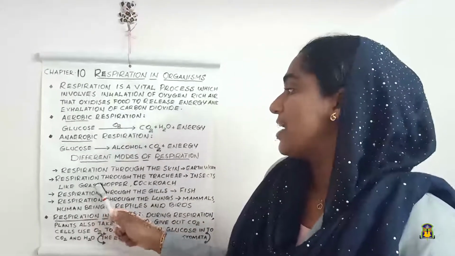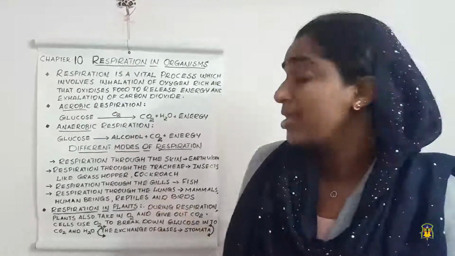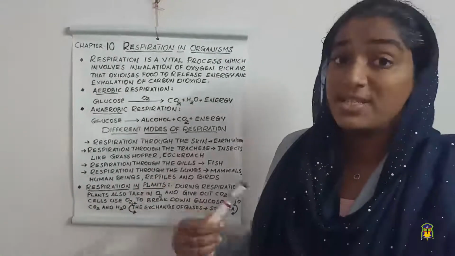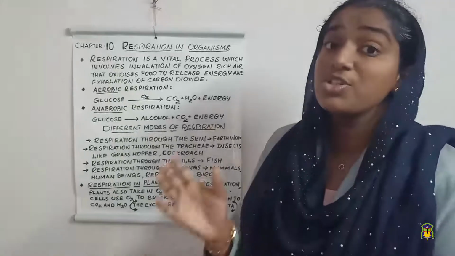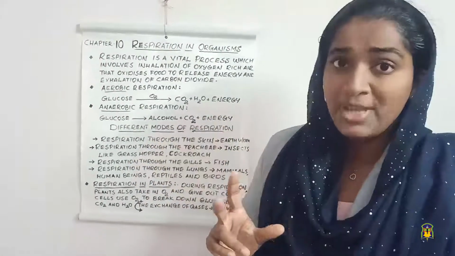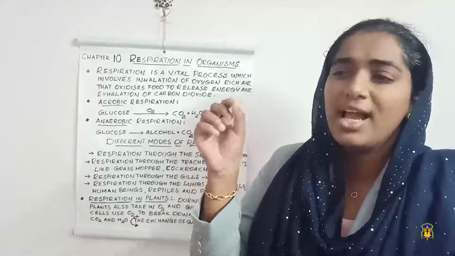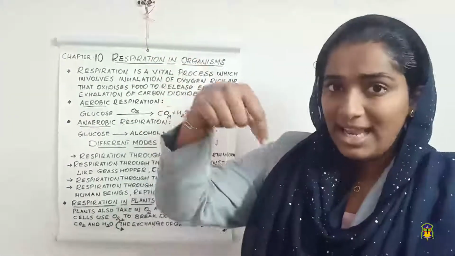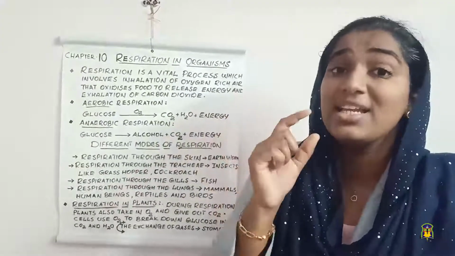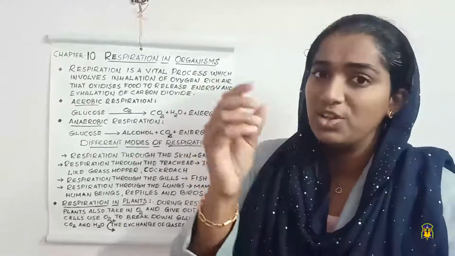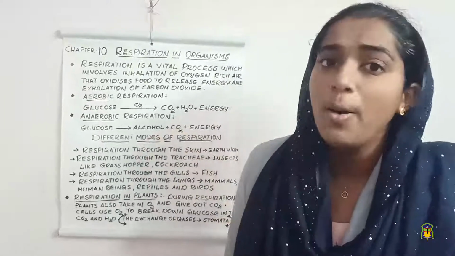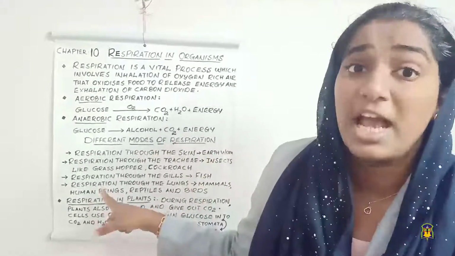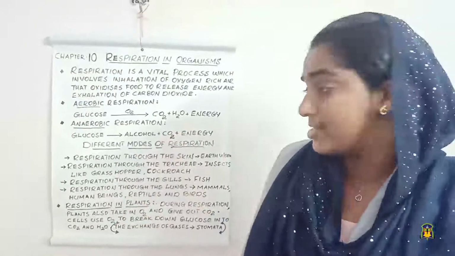Then next one, respiration through the trachea. Insects like grasshopper and cockroach breathe through the trachea, and around their body, tiny holes are present. These are called spiracles. Through the spiracles, air enters, and the trachea is a network of air tubes that carries oxygen all over the body. So respiration through the trachea, in insects like grasshopper and cockroach.